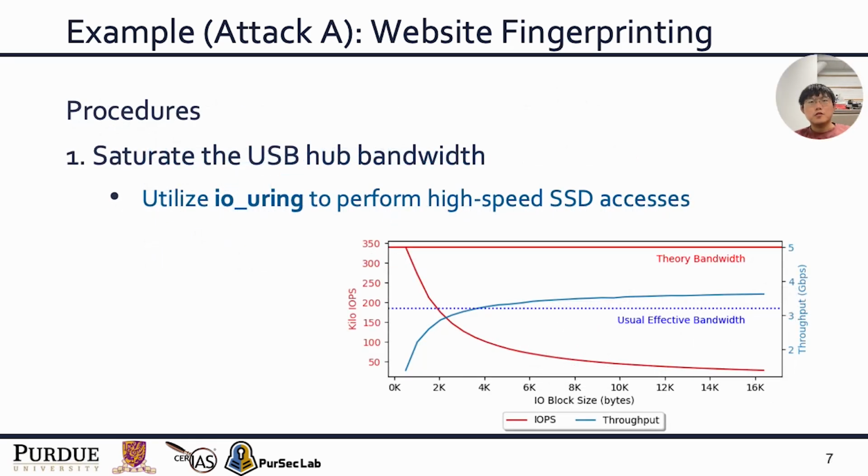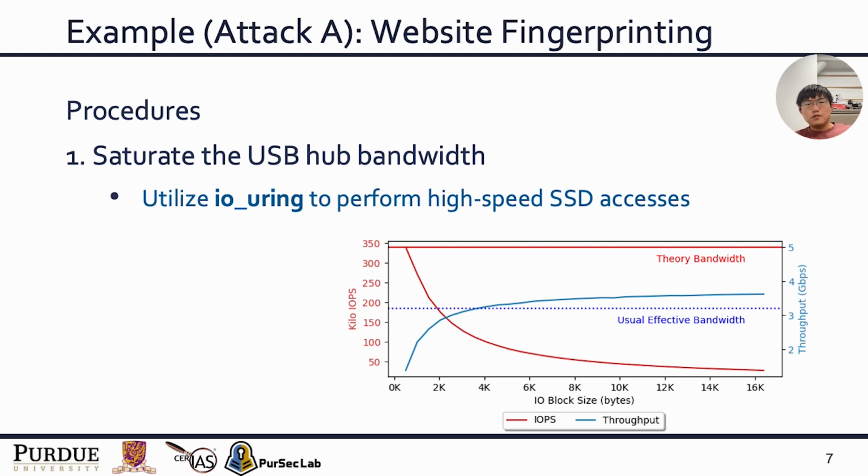There are three main steps to launch the attack. Step one is that the attacker program attempts to saturate the USB hub's bandwidth. To do this, they can utilize io_uring or other frameworks to perform high-speed SSD accesses. The picture below shows our throughput analysis on a typical USB 3.0 hub.